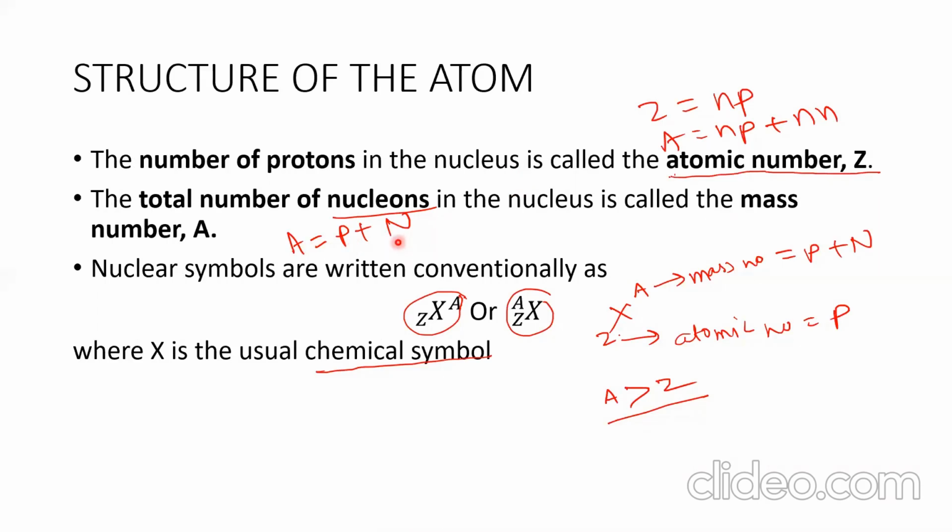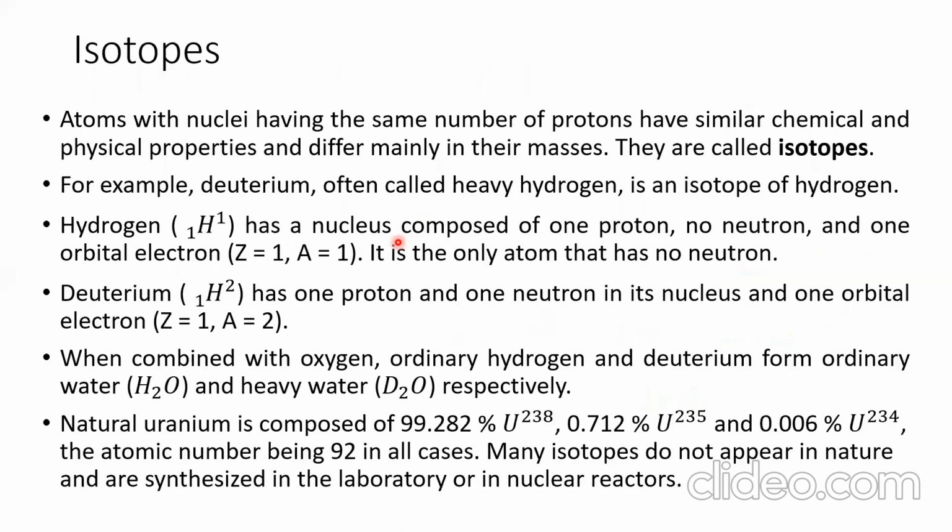It is different for the same chemical element, but the number of protons is the same. The number of protons is the same, but the number of neutrons is different, so the mass number is different. As the number of protons is the same, their chemical and physical properties are similar. They have given an example: deuterium, often called heavy hydrogen, is an isotope of hydrogen. The chemical symbol of hydrogen is 1H1.